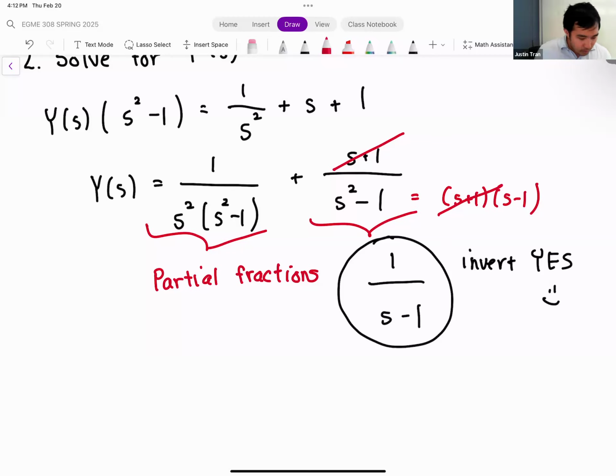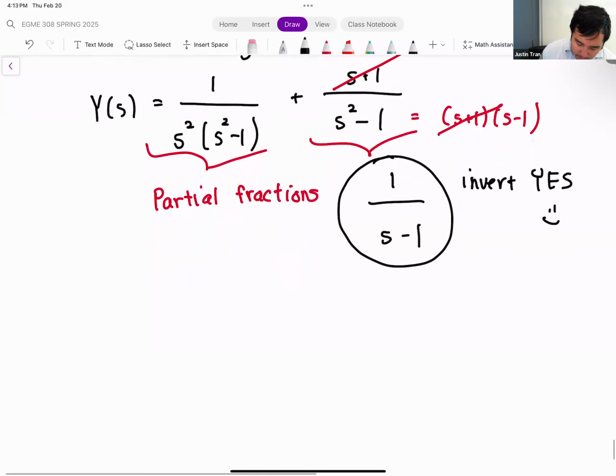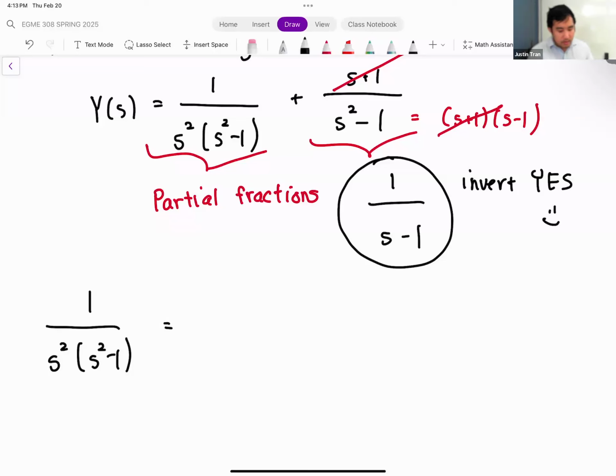Okay, so let's get started with the partial fractions then. For partial fractions, let's break this up. So we have 1 over s squared times s squared minus 1. We want to break this up into its component pieces.